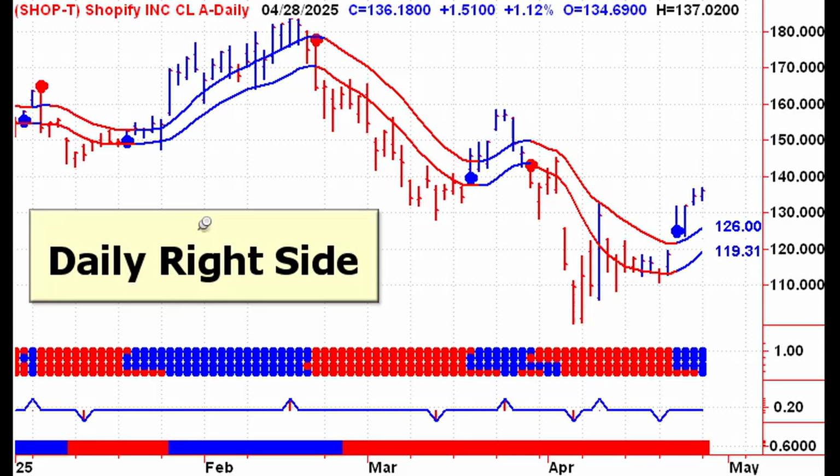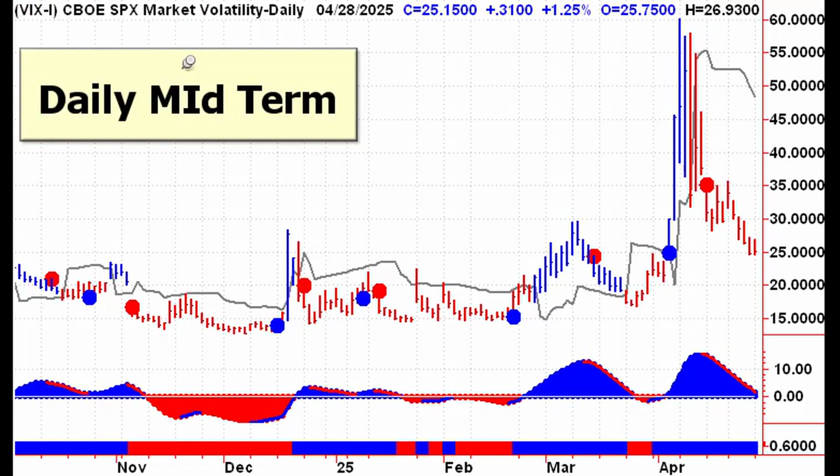Now, typically in this presentation, we focus on swing trading and we use the daily right side chart to do that. This morning, we're going to step back and look at longer term money using the daily midterm chart. The midterm chart is not as responsive as the right side chart is. It doesn't keep as close to the money as the right side chart does. And so if you're not wanting to trade as often, then you would move to this chart.